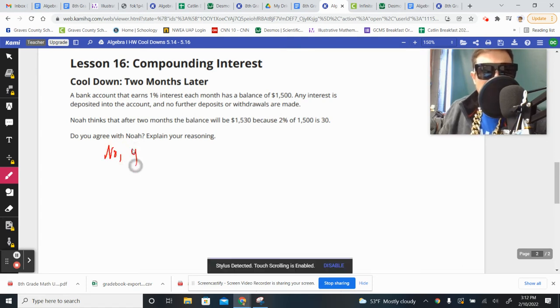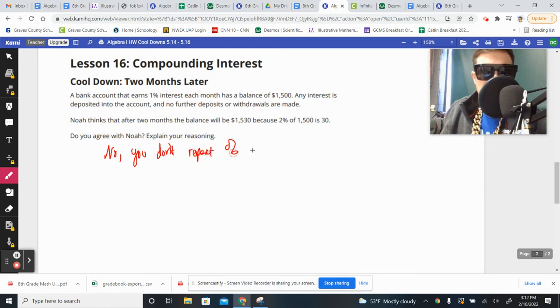No, you don't repeat percentage growth with addition. You can't do 1% plus 1% is 2%. Okay. You can't do that, and let's just show the difference.